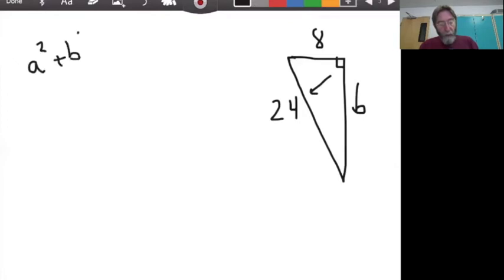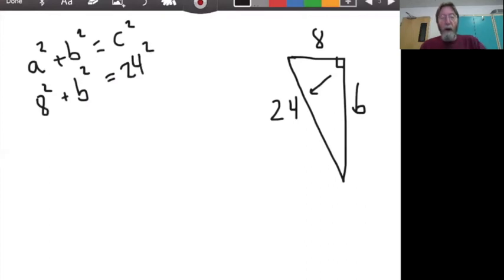So here we go. We take our equation A squared plus B squared equals C squared. We're going to plug in what we know. Well, we said that A is 8. So plug in 8 here, and we're going to square it. Now, we don't know what B is. And C, we said, is 24, and we're going to square it.